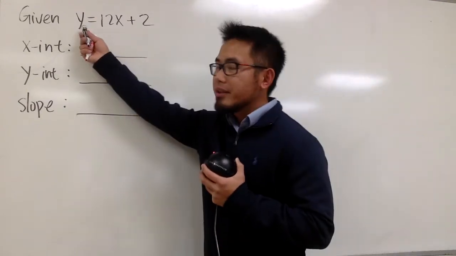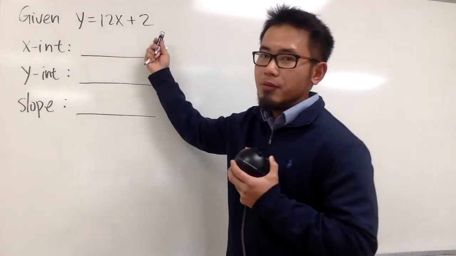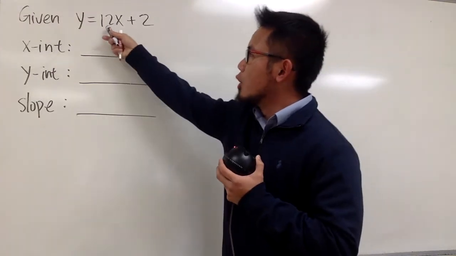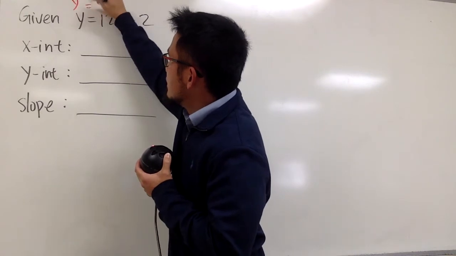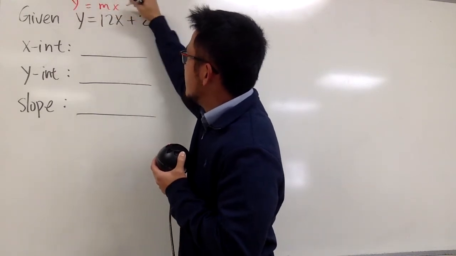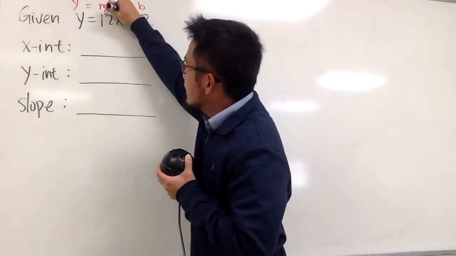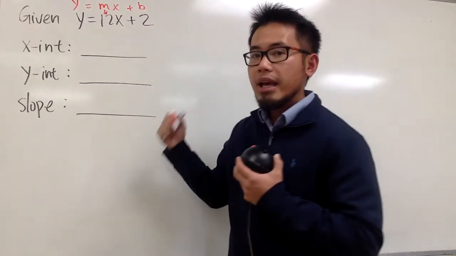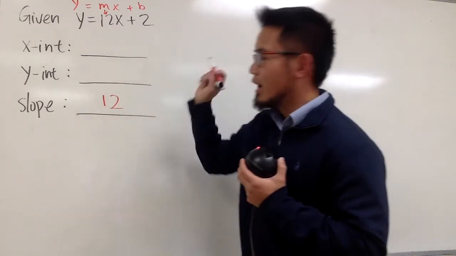Because right here, we have this equation in the y is equal to mx plus b form, right? Namely, the slope-intercept form. So let me just write this down. We have the equation in the y is equal to mx plus b form. So we know right away the m is 12 in our case, and that will tell us the slope to this line is equal to 12.